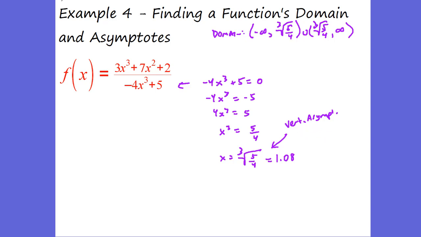Now let's take a look at the horizontal asymptote. Remember, I'm going to look at my degrees. I have an x cubed, I have an x cubed. They're the same degree, which means I'm just looking at the coefficients. y is equal to negative 3 fourths, and that is my horizontal asymptote. And so I could easily use these to sketch out my graph. Okay, and so that is finding the function's domain, its vertical asymptote, and its horizontal asymptote.